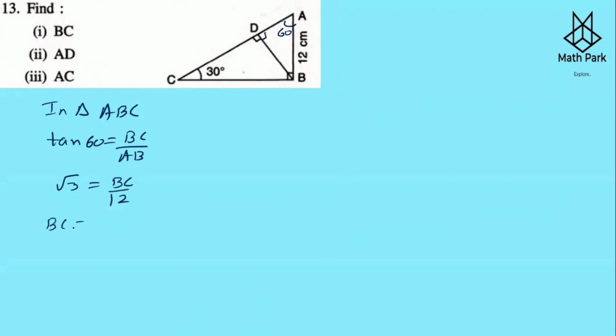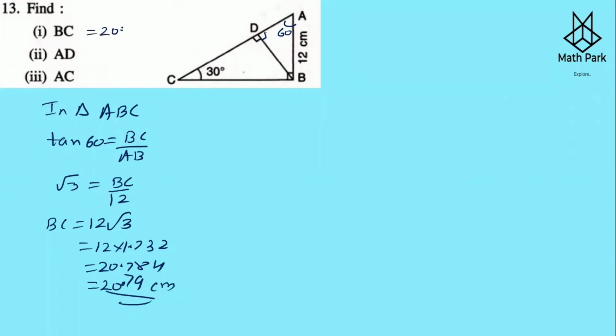So you get BC is equal to 12 root 3. Put the value of root 3 as 1.732. So 1.732 multiplied by 12, you get this as 20.784. Rounding to 2 decimal places, we get just 20.79 centimeter is our BC. So we got BC as 20.79 centimeter. Now let us find the other part.